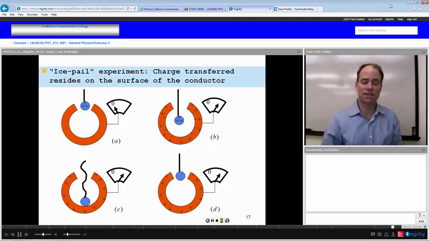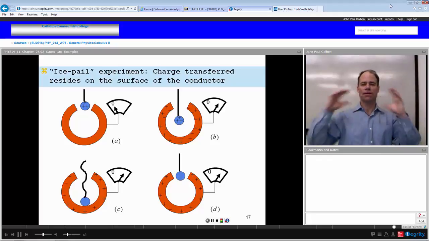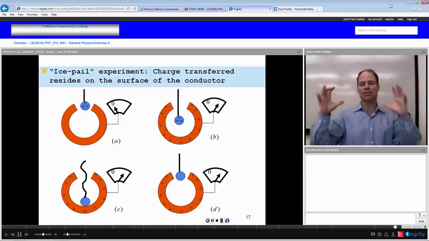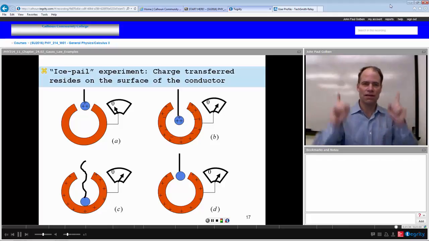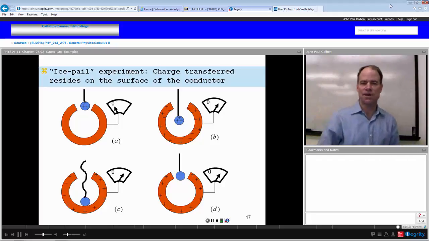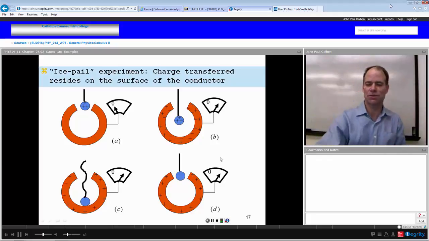This is basically the idea behind a Van de Graaff generator. It's one big pail, and you bring in charge through a conveyor belt, and you keep on adding that charge to the outer surface of your pail until the point where the E field becomes so large it breaks down the air, and you start getting little lightning strikes going from your Van de Graaff generator. So that's the basic principle of that, using this Faraday pail.